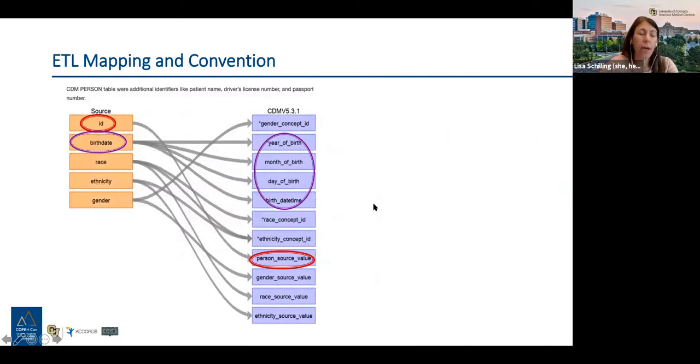This is a visual that actually comes from Odyssey. They have a mapping tool called Rabbit in a Hat, and you can use this tool to begin to do your mapping and create documentation of your mapping. But as an example of what this takes, see on the source side, I have an ID and a birth date, and that ID is going to be mapped to my person source value within the OMOP Common Data Model. And that birth date is going to be mapped into a variety of fields, including the year of birth, the month of birth, the day of birth.